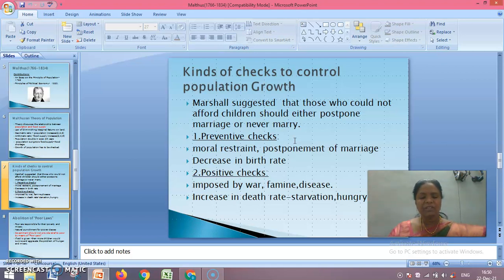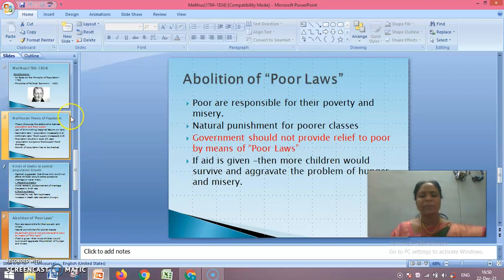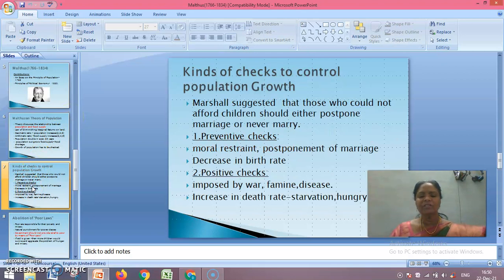That is, if we are not controlling the population growth, definitely in future people will be dying out of starvation, hunger, famine, diseases, war, and so on. So this will increase the death rate. So we have to reduce the population ratio. And this is the main view of Malthus.